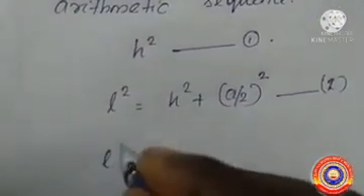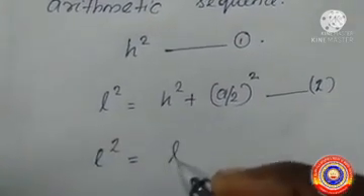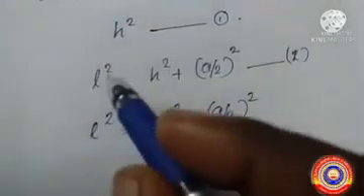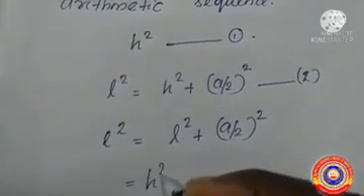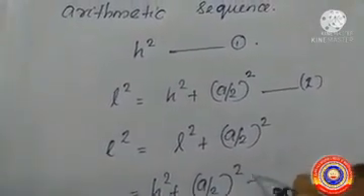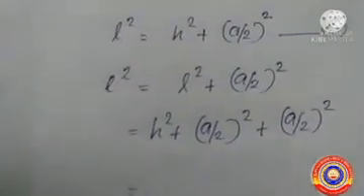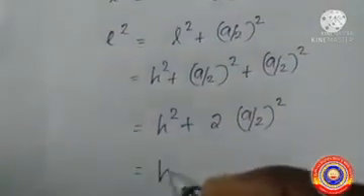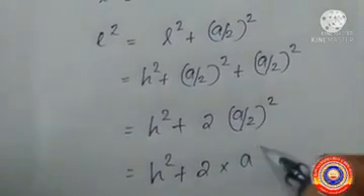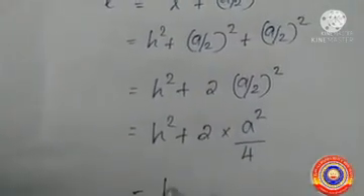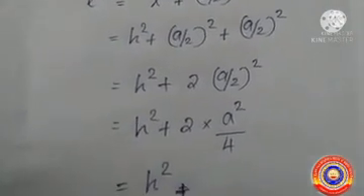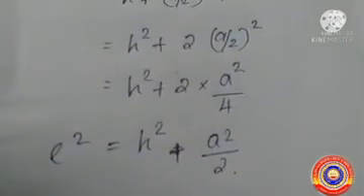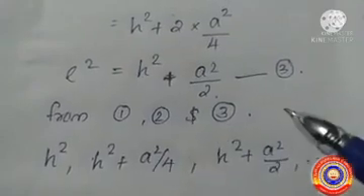Next, we need E square. So E square is equal to L square plus A by 2 the whole square. From equation 2, we can write L square equal to H square plus A by 2 the whole square, plus A by 2 the whole square, which is equal to H square plus 2 A by 2 the whole square. So which is equal to H square plus 2 into A square by 4. Here we can cancel 2 and 4 and we can write H square plus A square by 2. So E square equal to H square plus A square by 2, equation number 3.